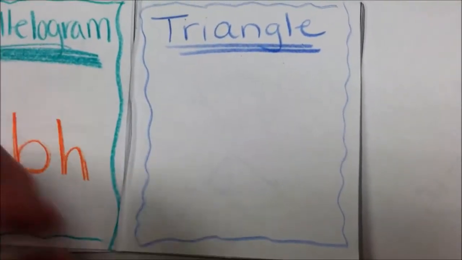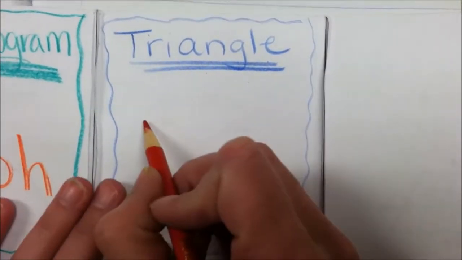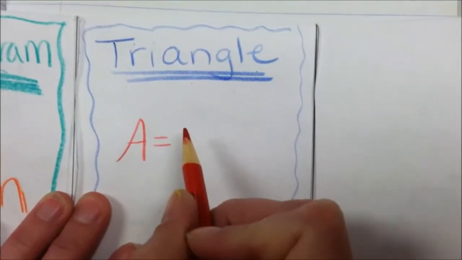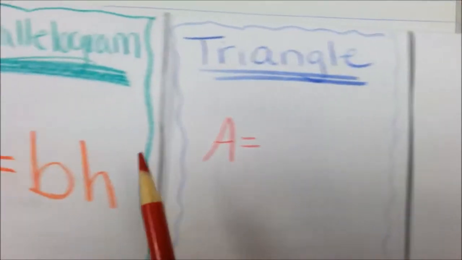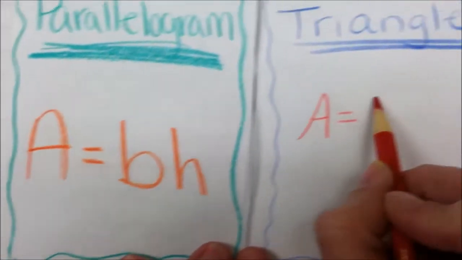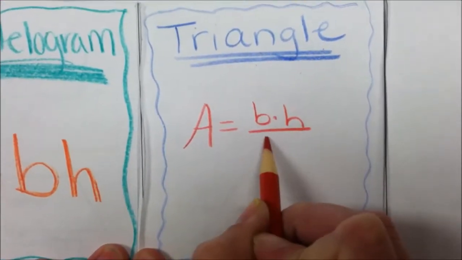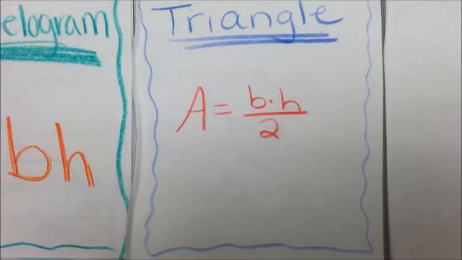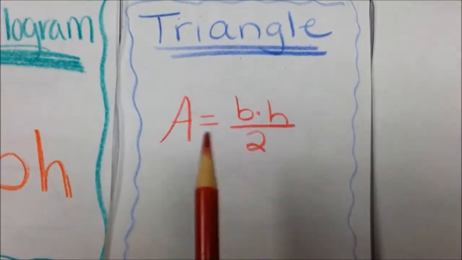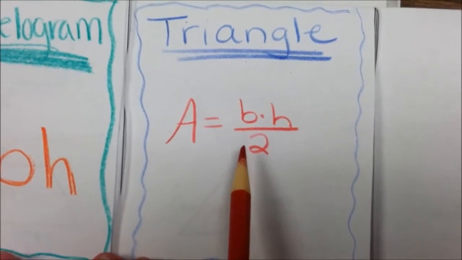So I'm going to go over here, and the formula you use for a triangle is area, capital A, equals, now it's base times height. It's just like this, except you're going to write base times height, and then you have to divide it in 2, because a triangle is actually half of your rectangle. So you do base times height first, and then you divide by 2.